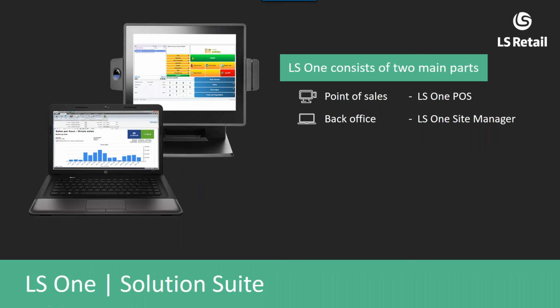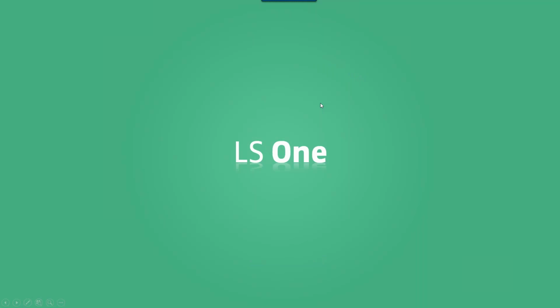LS One consists of 2 main parts. We have the point of sale, that's one application which is run on the terminals. And we have a back office system we call the site manager. So I will refer to both of these while doing the demo. So let's have a look at LS One.